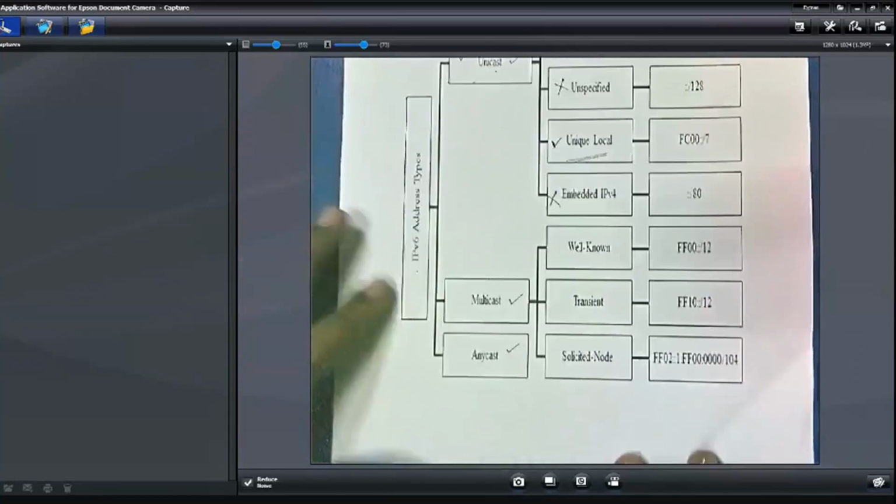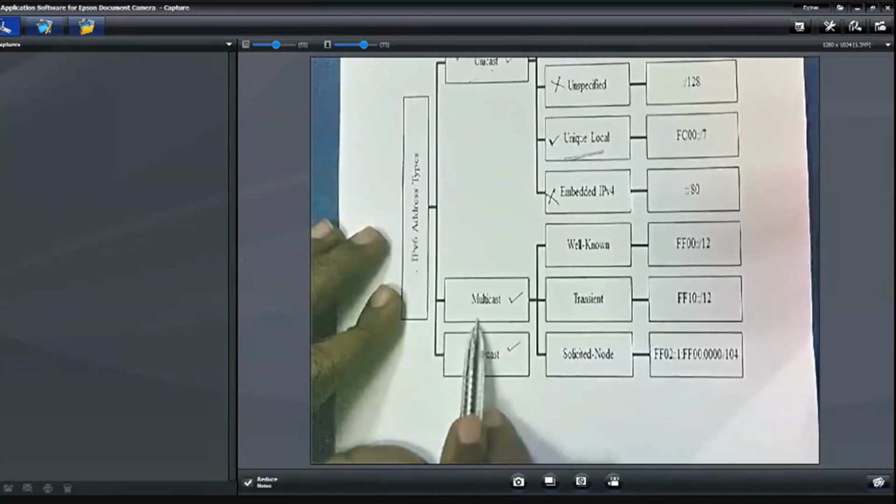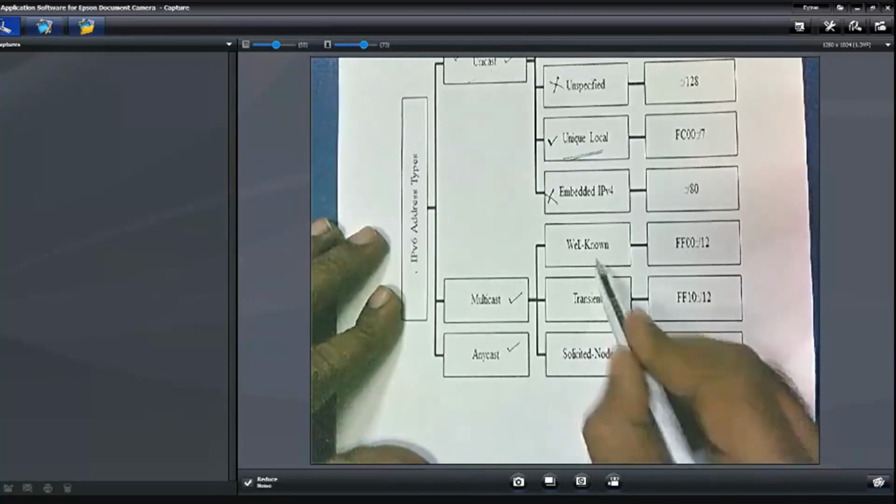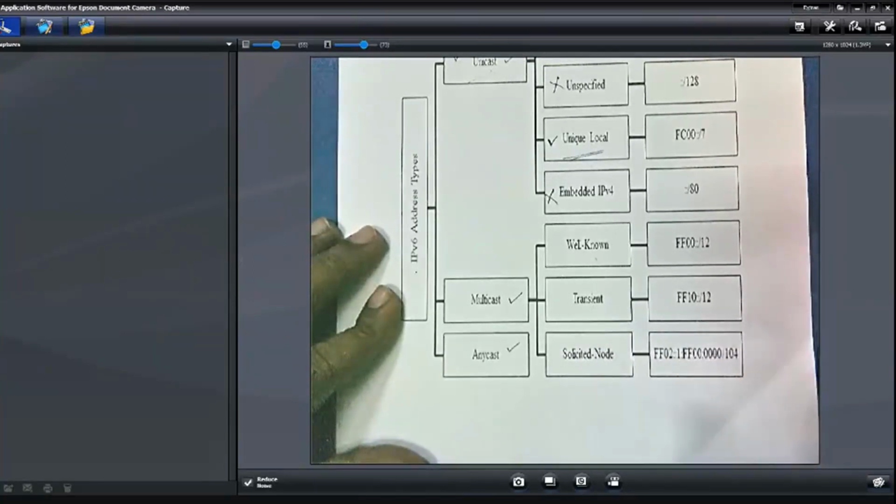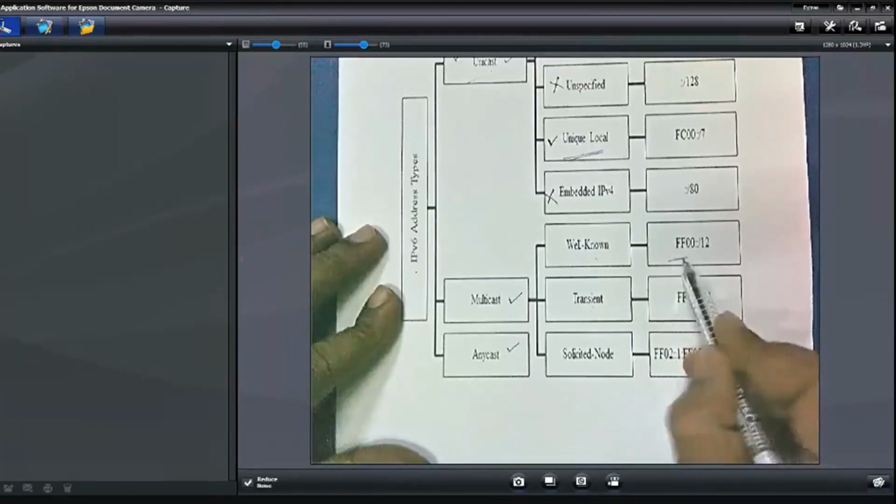Unicast is completed. Now let's go to multicast. In multicast we have two types, but generally a multicast IP address always starts with FF.